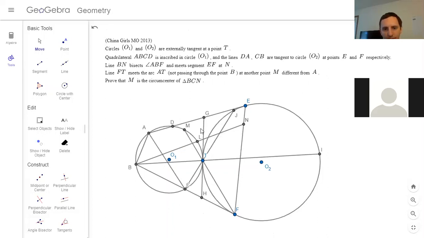All right, so yeah, that's the key. How do we show A, M, and N are collinear? Or what we could do is define N prime to be the excenter, and then we want to show N prime lies on EF. Either way would solve the problem.